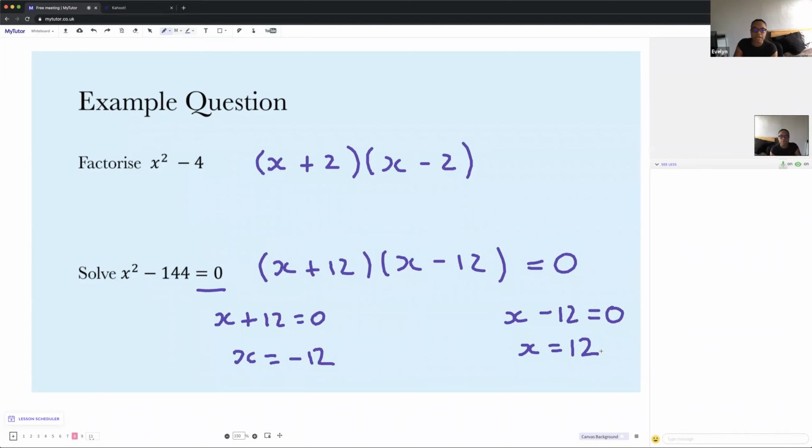So be very, very careful. Factorize just means put it into brackets. Solve means find the actual solution. What is x equal to? So hopefully that answers your question.